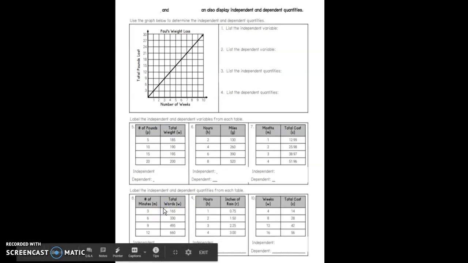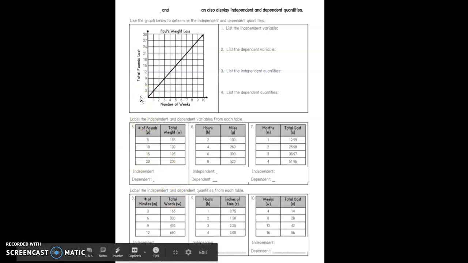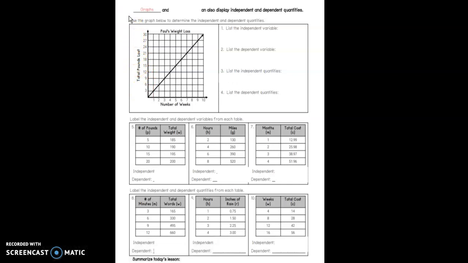Alrighty, so we know that we're going to talk about independent and dependent quantities, but we're also going to talk about how to display independent and dependent quantities. So when you have a graph and a table, there are also ways to display independent and dependent quantities. We're going to use the graph below to determine the independent and dependent quantities.